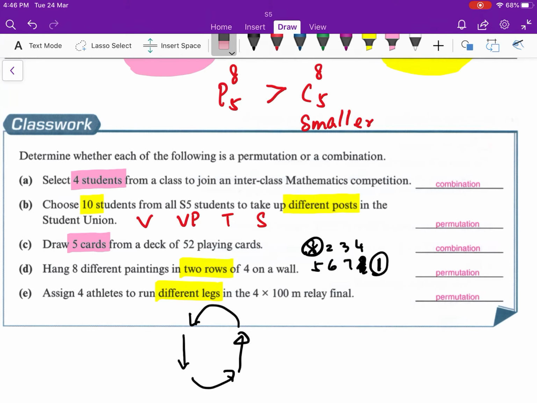So this is today's lesson. You need to learn what a combination is, and how to find out the difference between permutation and combination. Next video we will do more examples on how to find the combination solution.